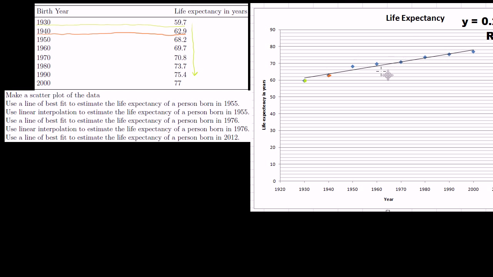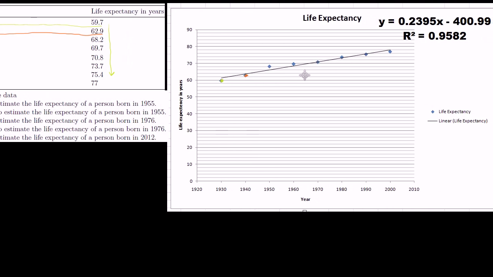And then I let Excel figure out a line of best fit. I didn't go into the math of how to do this. We'll do that in future videos. That's out of the scope of an introductory algebra. But Excel figured out that the line of best fit, the line that is least far away from all of these points, that minimizes the distance from all of these points, is y is equal to 0.2395x minus 400.99. And I'm not going to go into what r squared is just yet, but it's a measure of how good this line is actually fitting.